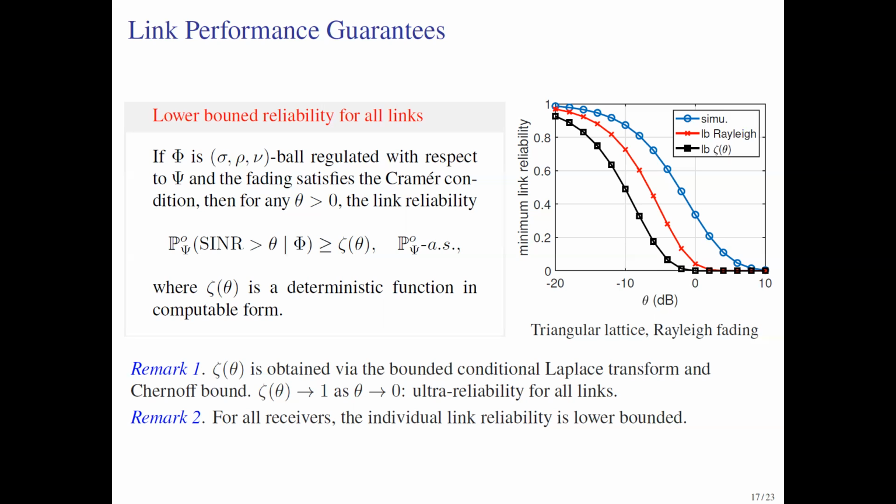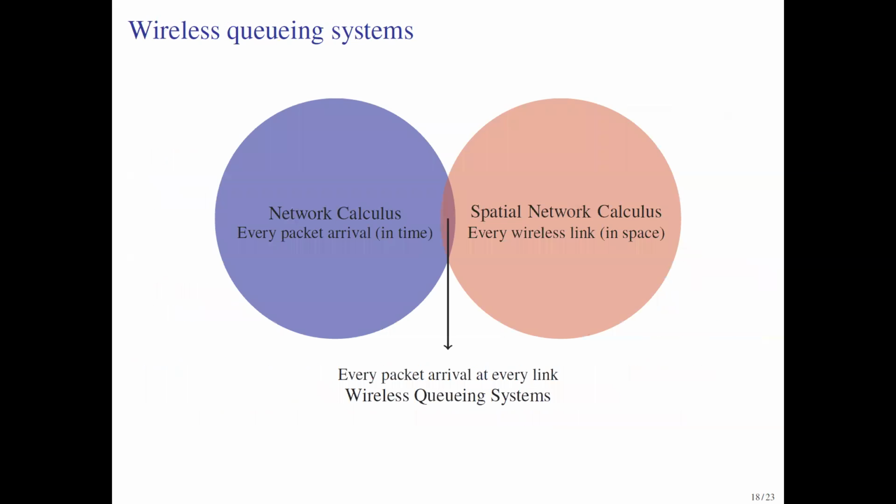And what this almost surely true condition really means is that we look at the entire network, and for all receivers, their reliability is lower bounded. So this is exactly the goal that we had at the beginning of the talk. And now there is an interesting intersection between the classical network calculus and the spatial network calculus that we just proposed.